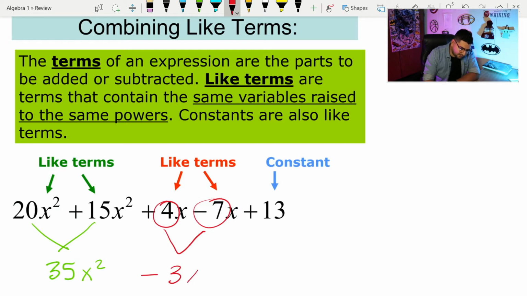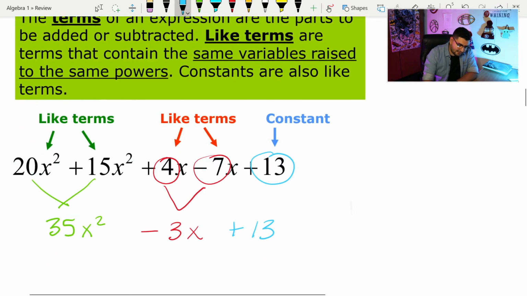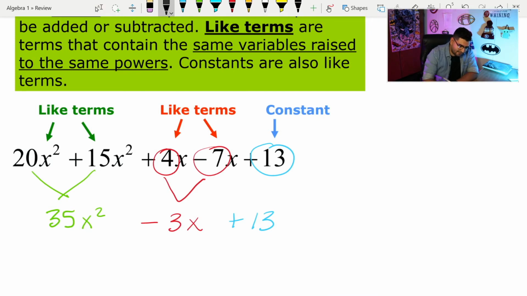And our variables are going to stay the same. Notice in the previous like terms, I ended up still having x squared. For these like terms, I'm going to keep the x. And then what do we do with our constant? Well, since our constant doesn't have a like term, we simply just keep it the way it is. It's going to stay positive 13. Now rewriting this as my final answer in the same color, I would have 35x squared minus 3x plus 13.